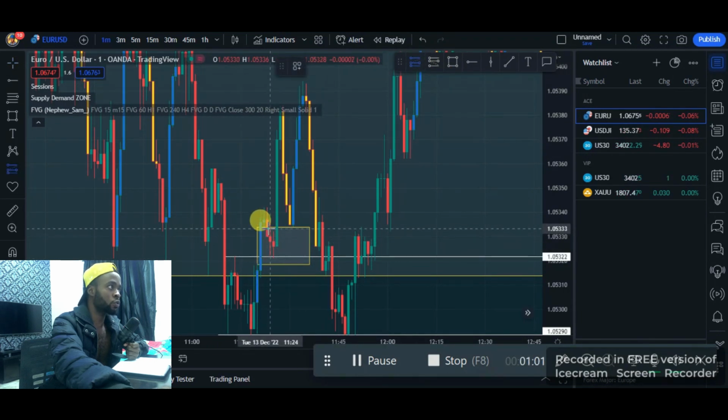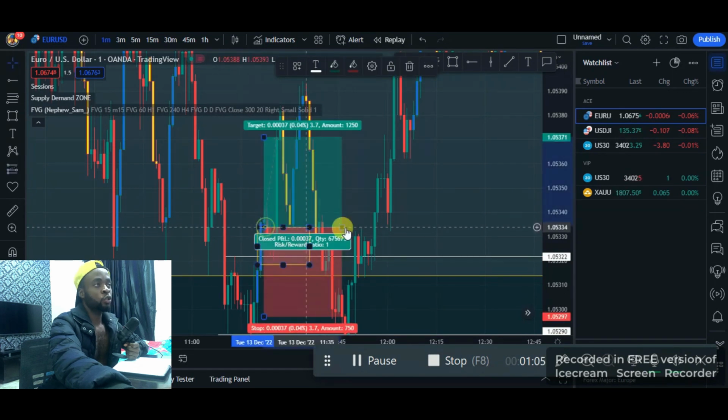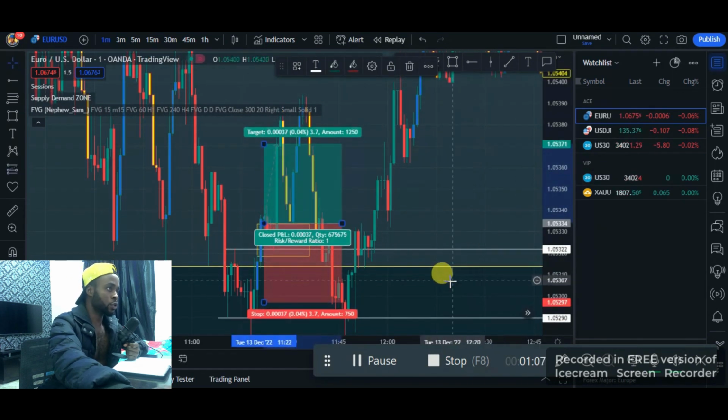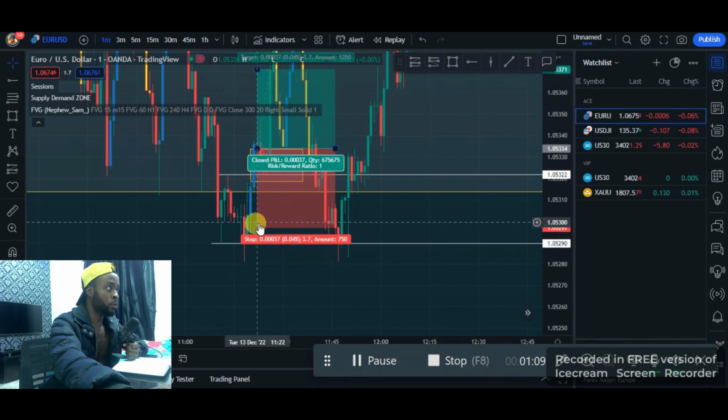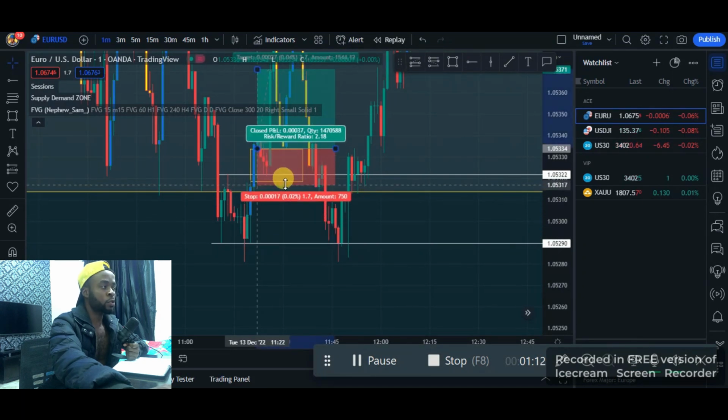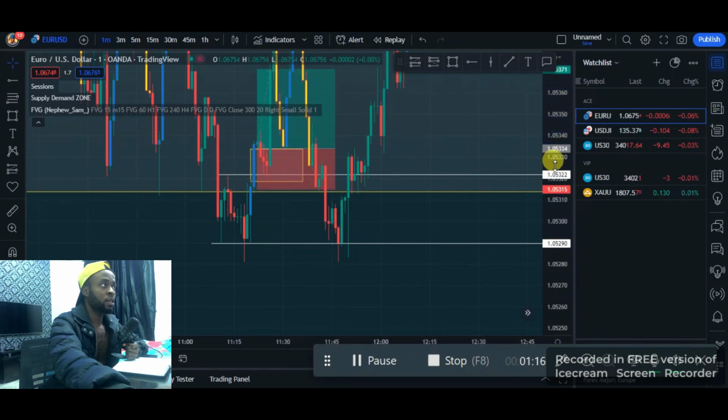Once you see this FVG zone, just take the trade, but please do not take your trade without adding your stop loss. It's risky without adding your stop loss. So where would our stop loss be? Our stop loss will be slightly below that FVG zone, just slightly below it.